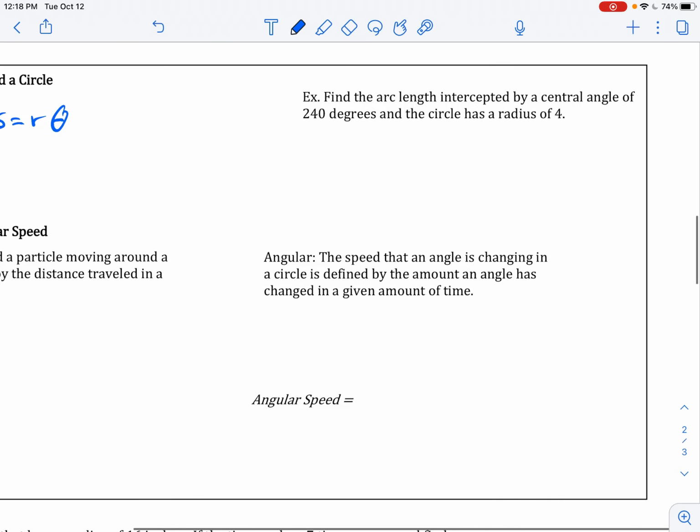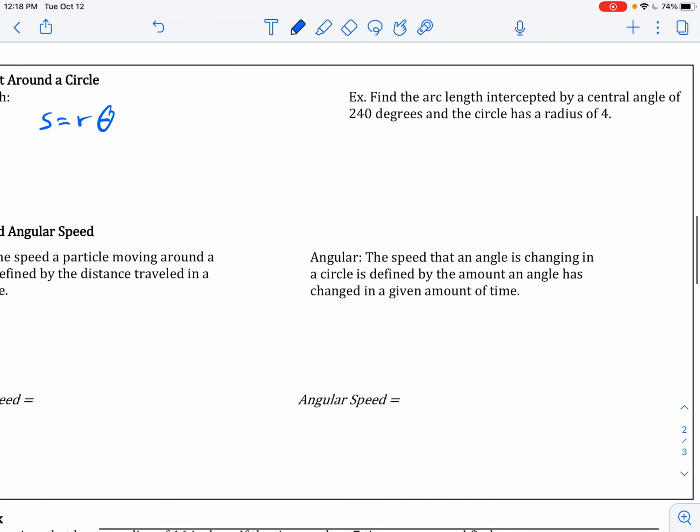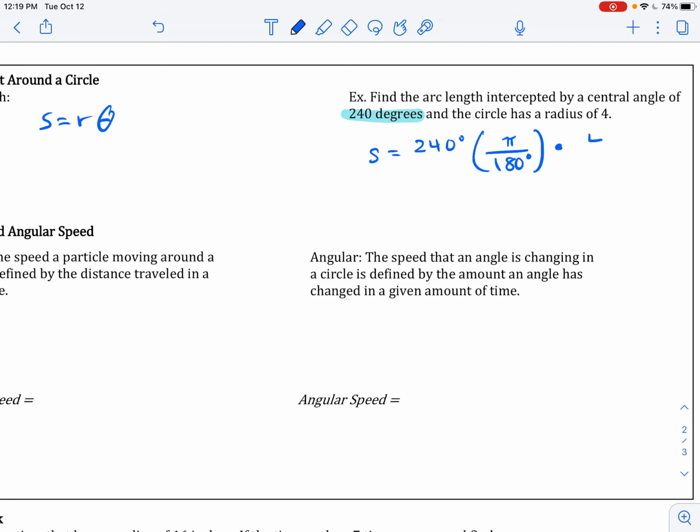Really quickly, I guess there is another problem here where I'm asking you to find the arc length that's intercepted by the central angle. And notice this time I'm giving you the angle as 240 degrees. So what that means is I'm going to need to take this angle that's in degrees and convert it into radians. So I'm going to say there's 360 degrees in 2 pi radians. And then we're just going to multiply this by 240. Or we could have just done pi over 180 if that's easier for you. And then we're going to multiply this all by a radius of 4. So this is our angle in radians now.